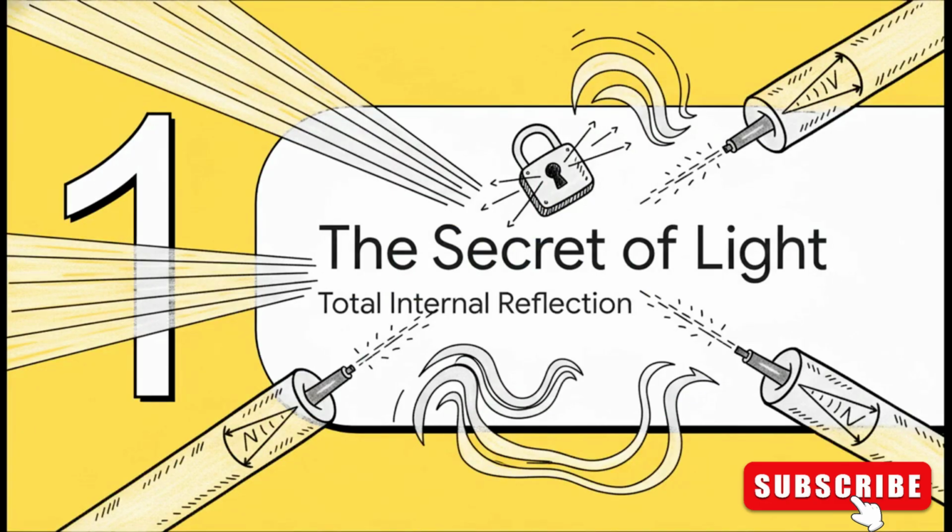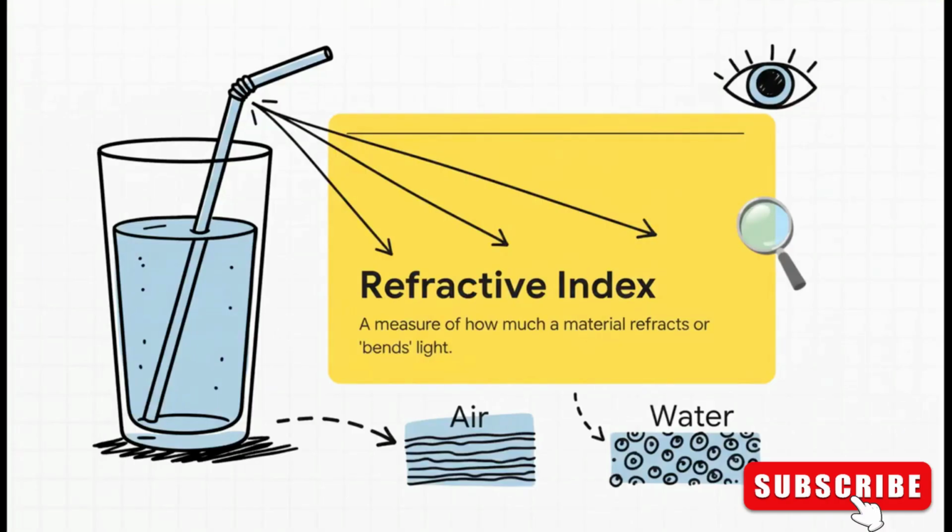To really get our heads around fiber optics, we have to unlock this one single core scientific principle that makes the whole thing possible. You could call it the secret sauce, the fundamental physics trick that lets us trap a beam of light and guide it pretty much wherever we want it to go. It all starts with something called the refractive index.